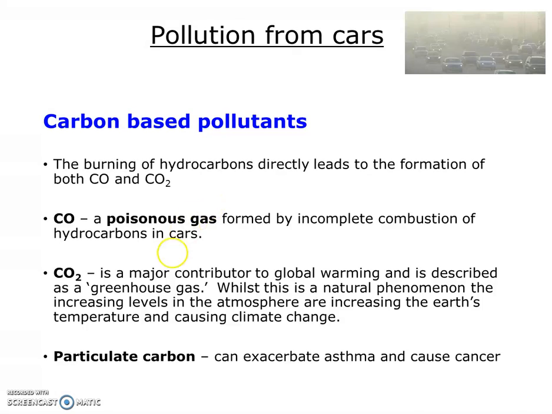Carbon dioxide is not harmful to health directly, but it's a major contributor to global warming, and is classed as a greenhouse gas. And so, again, I'm sure you're aware of the effect of the greenhouse gas, that it's causing the Earth's temperature to increase, and this is having a knock-on effect on climate change. One aspect you might not be aware of is particulate carbon.